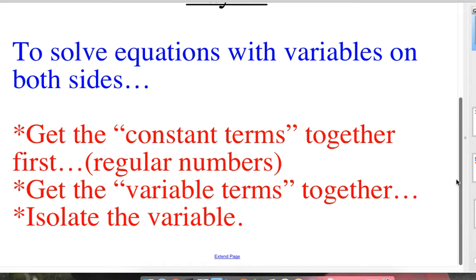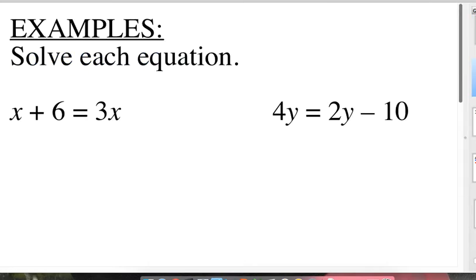And then the very last step will be, it'll seem simple to you now because you've been doing this for so long, to isolate the variable, right? Get that grumpy variable alone. So here we go. Now, these are starting off pretty easy.